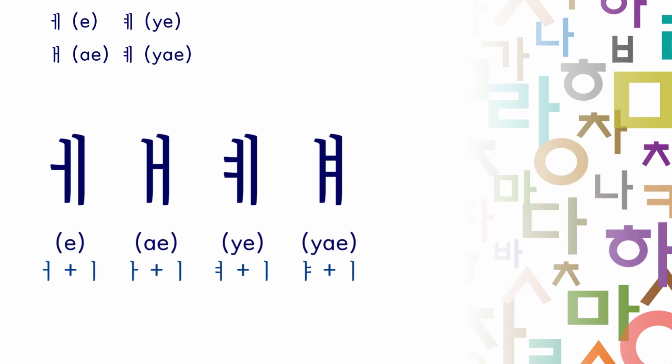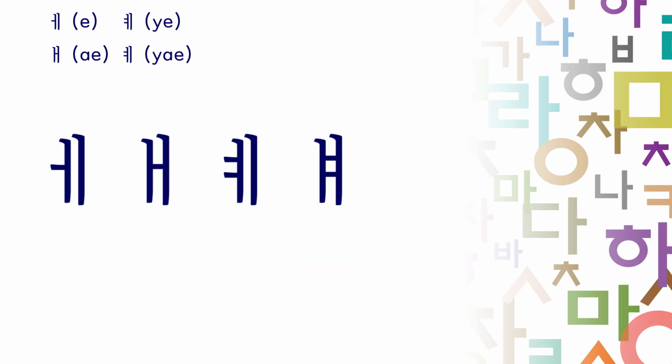And similar to e, these two Y-glide vowels are pronounced in the same way. They are both yeah. Listen again to how these vowels are pronounced. E, yeah. Okay, so let's combine these vowels with consonant letters.